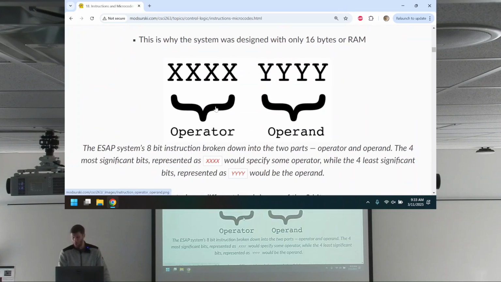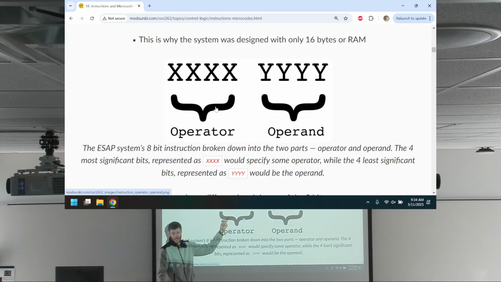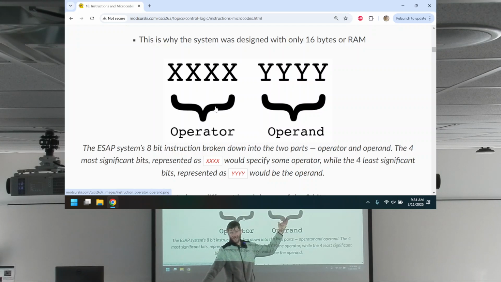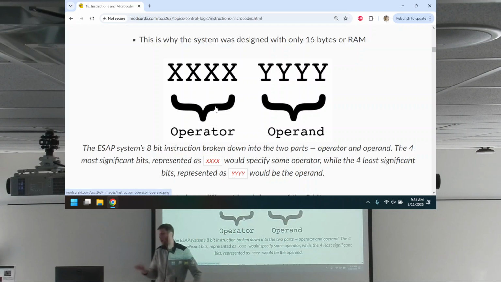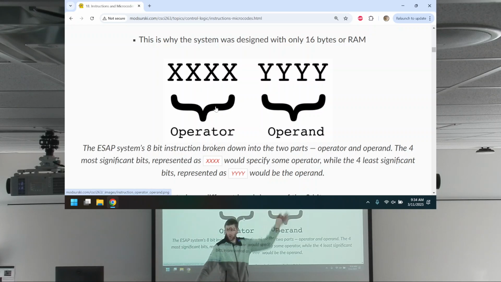We have 8 bits for both of those, and we talked about how we do 4 and 4. We have 4 bits to specify an operator, which means we have 16 unique operators we could have. And then 4 bits to specify an operand, which means we can specify 16 unique things. Often, spoiler, we're going to be referencing RAM addresses with the operator. So load what? Load the value from this memory address. Well, we have 16 memory addresses, 4 bits, perfect.